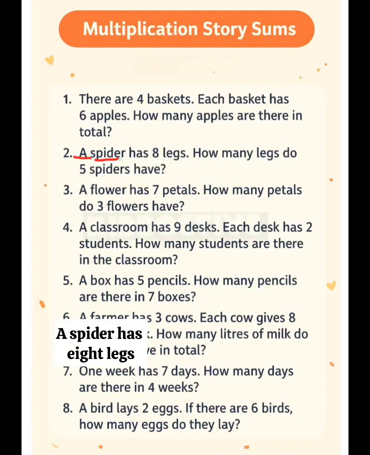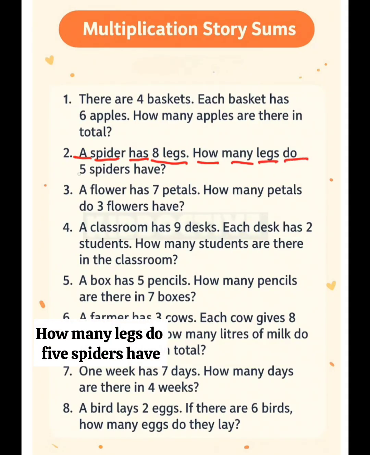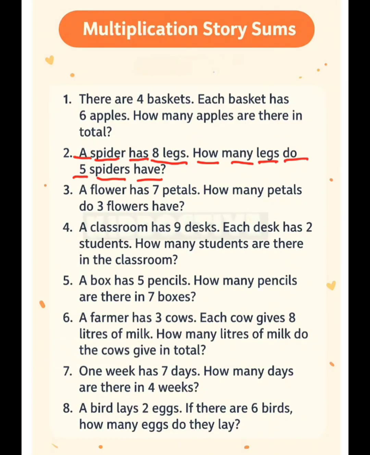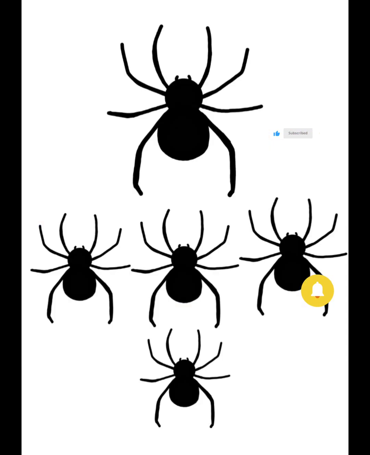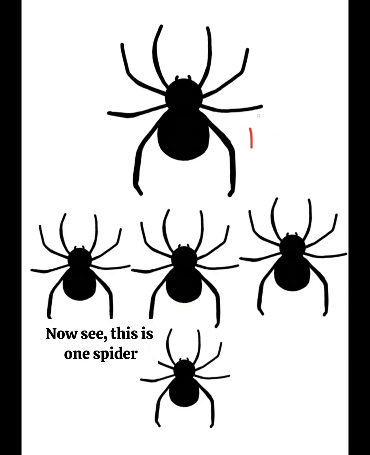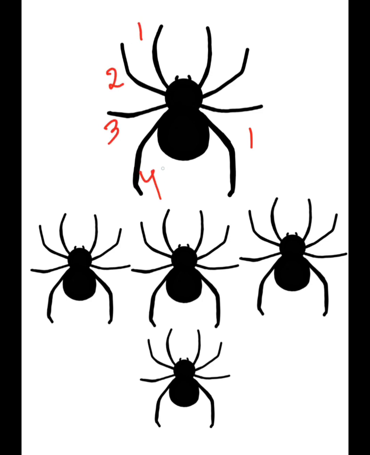Now, the second question. A spider has 8 legs. How many legs do 5 spiders have? Okay, one spider has how many legs? 8 legs. So, we have to find out 5 spiders having how many legs? Now see, this is one spider. How many legs? 1, 2, 3, 4, 5, 6, 7 and 8.